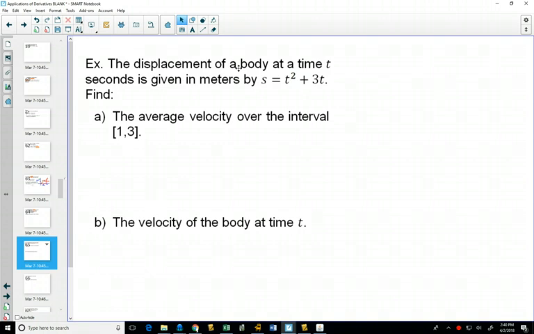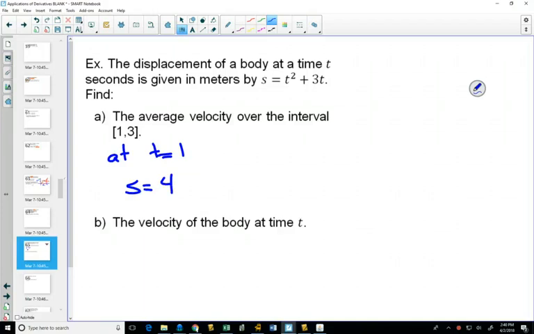So if you wanted to find the average velocity over the interval from 1 to 3, when you plug in 1, where are we at? Well, 1 plus 3, you'd be at 4. And when you plug in 3, you would have 9 plus 9, you'd have a displacement of 18. So you do the second one minus the first one. So what have we traveled? We've traveled 14 meters in 2 seconds.